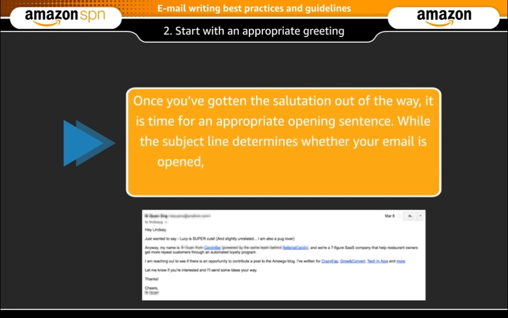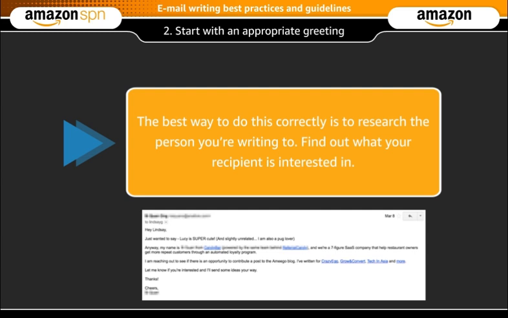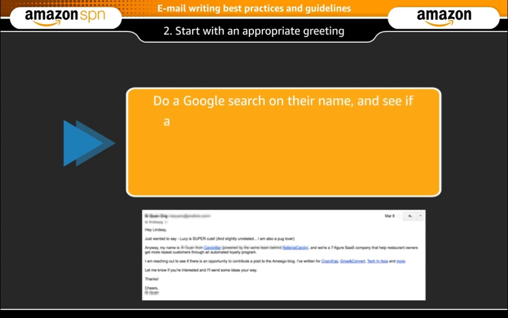While the subject line determines whether your email is opened, your opening sentence determines whether your email is read till the end. The best way to do this correctly is to research the person you're writing to. Find out what your recipient is interested in. Look around their social media profiles, example Facebook, LinkedIn, etc. And if they publish, read some of their blog posts. Do a Google search on their name and see if anything interesting comes up.